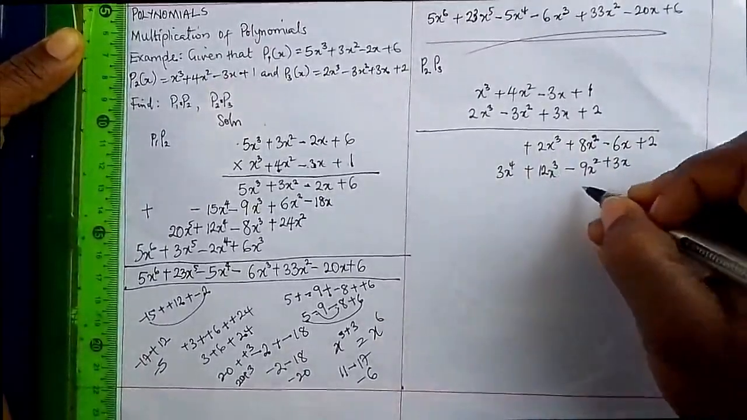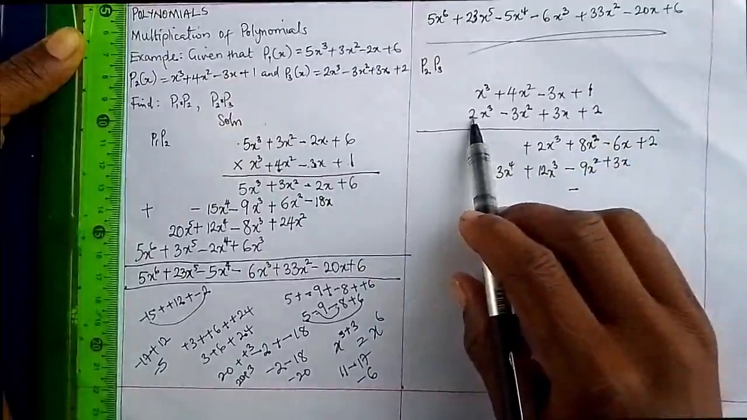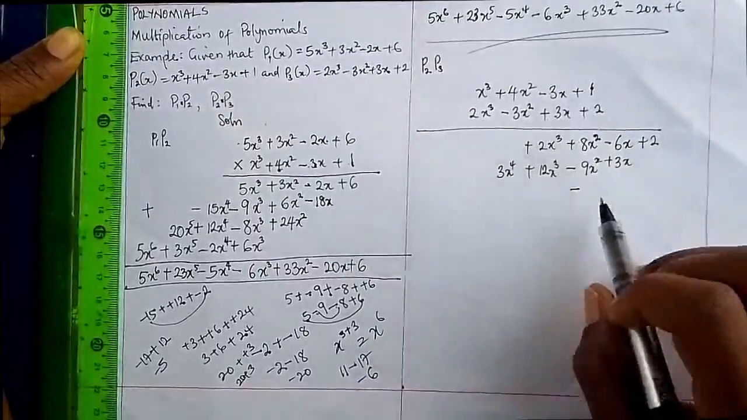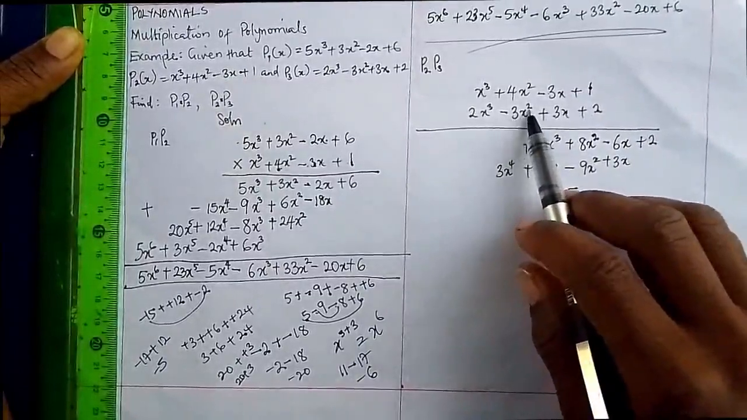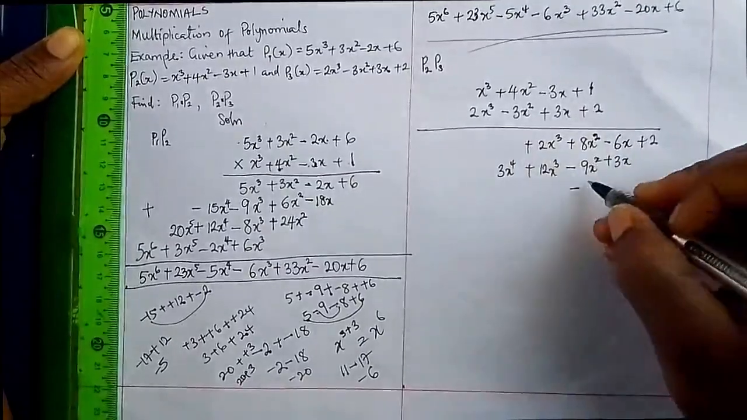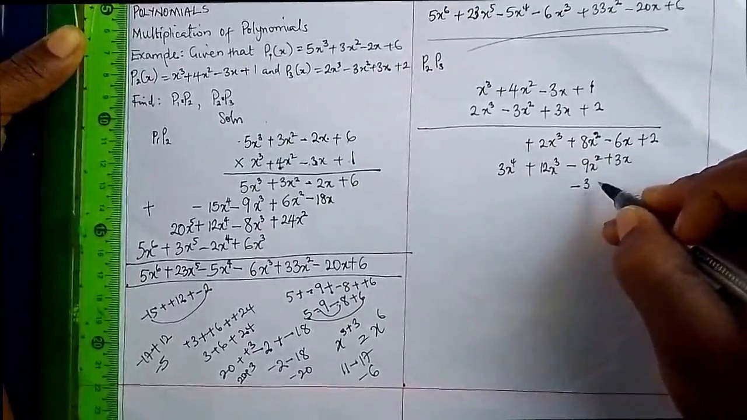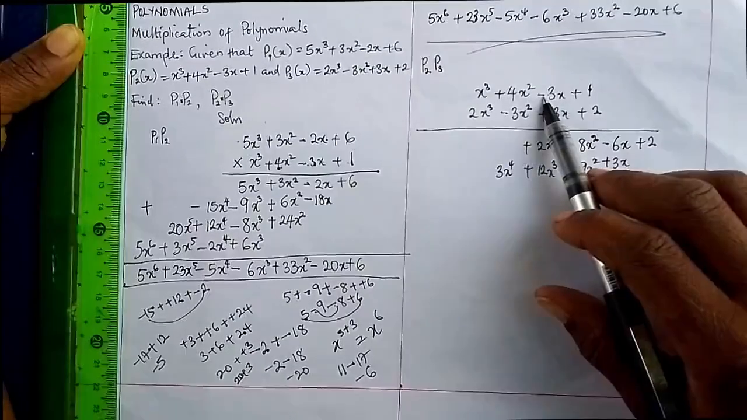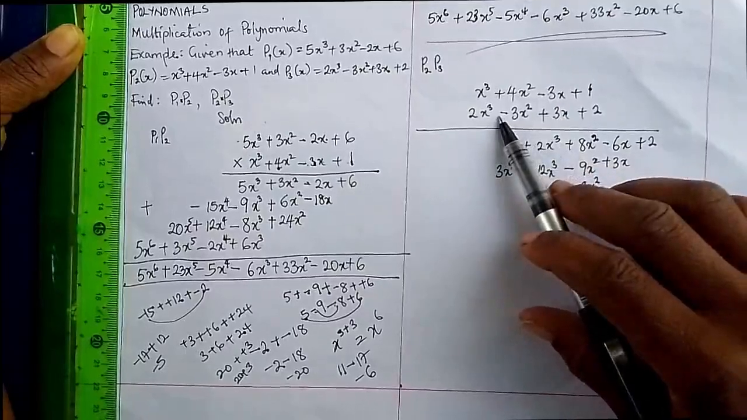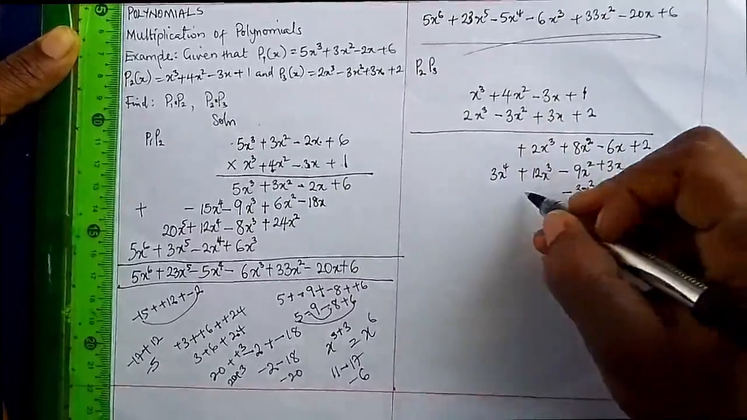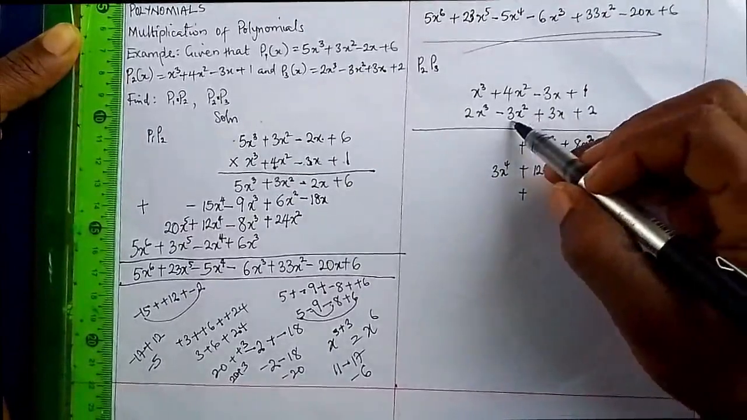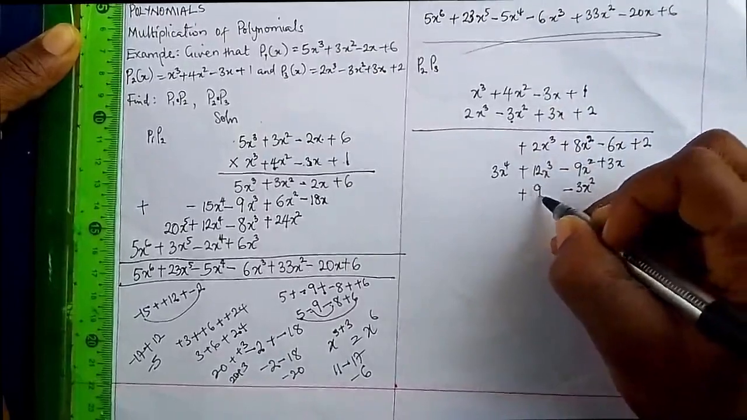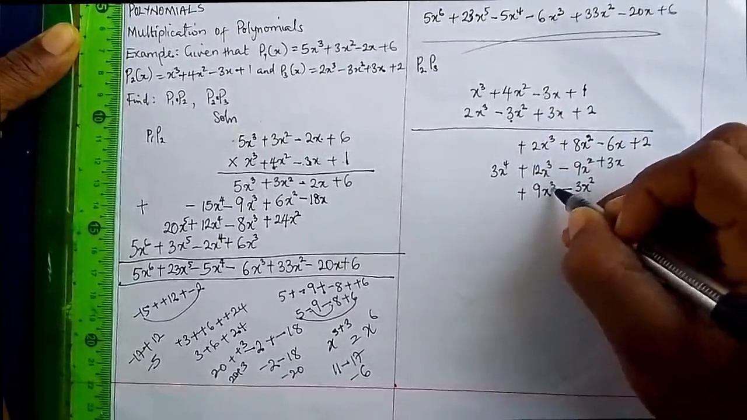Minus times plus is minus. So we have 3x squared times 1. 3x squared times 1, that's minus 3x squared. Minus times minus becomes plus. 3x squared times 3x, we have 9x raised to the power of 3.